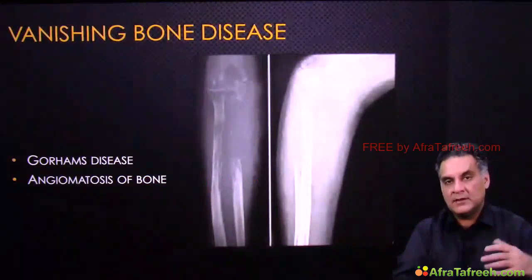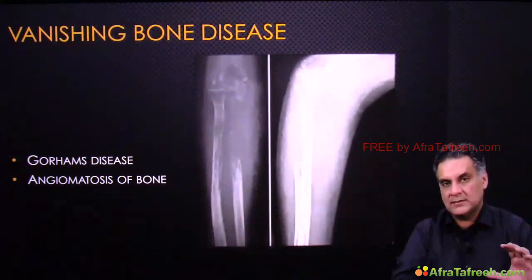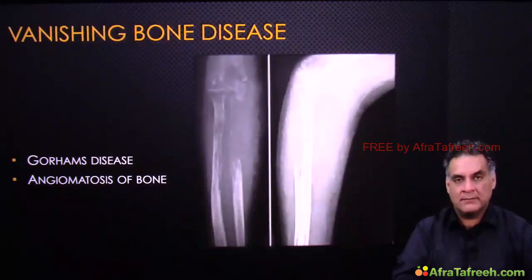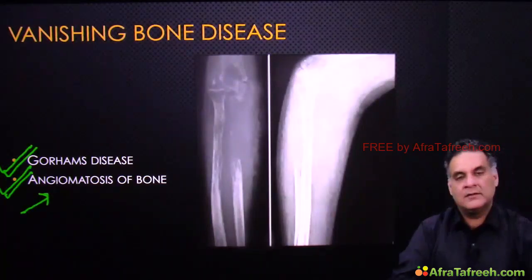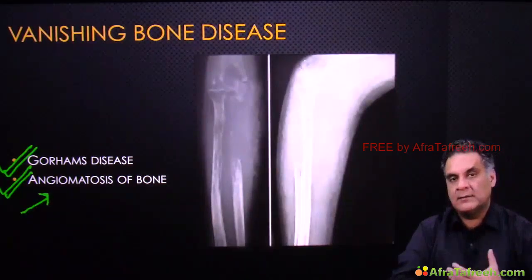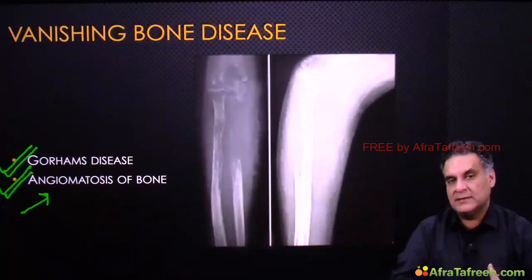When sometimes you take an X-ray of a patient, you repeat it after some time. The bone is not there, called as vanishing bone disease, also called as Gorham's disease. Angiomatosis of bone is one of the primary causes. Remember that. It's more of theoretical, but very commonly asked in PGI Chandigarh.